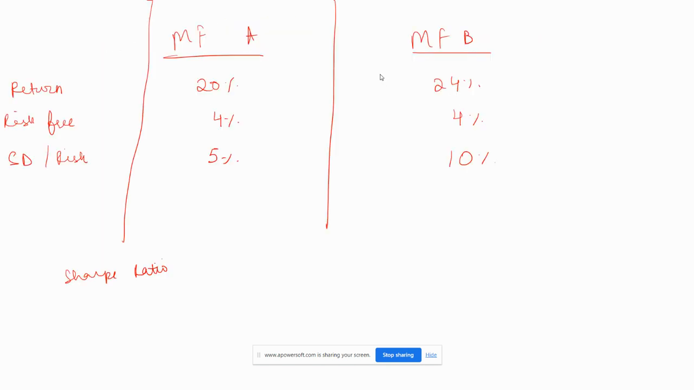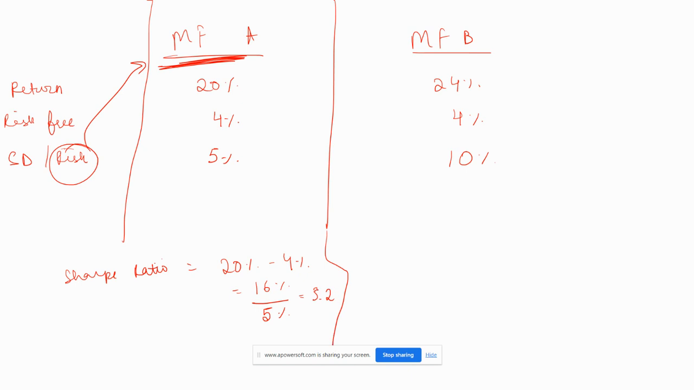So let's come back over here. Sharpe ratio here will be 20%, which is the total returns I generated, subtract 4%, which is the risk free return, which means 16% extra return I've generated. Divide this by the standard deviation, this risk for mutual fund A. What do I get? 3.2. So 3.2 is the Sharpe ratio of mutual fund A.